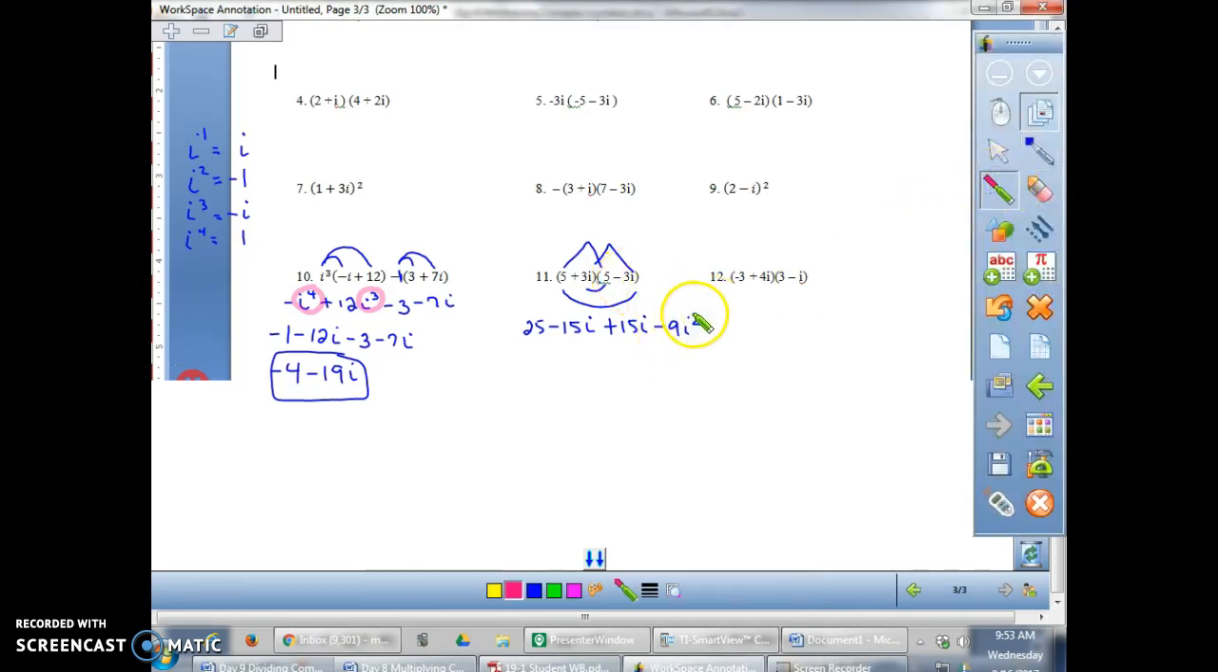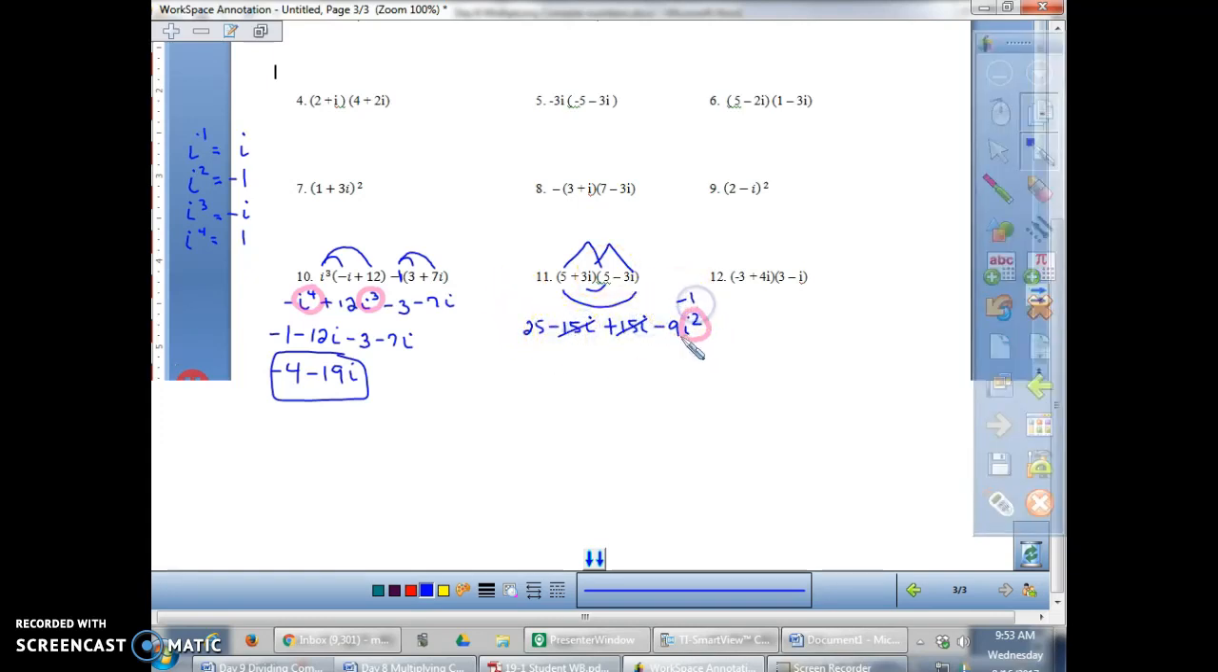The only thing that needs to be replaced is this i squared. Remember, i's are okay. I just can't have an i squared when I'm simplifying down. These cancel. This is a negative 1. So that would make a positive 9 when I multiply those. So it's 25 plus 9, which is going to be 34. So that is the answer to that one.